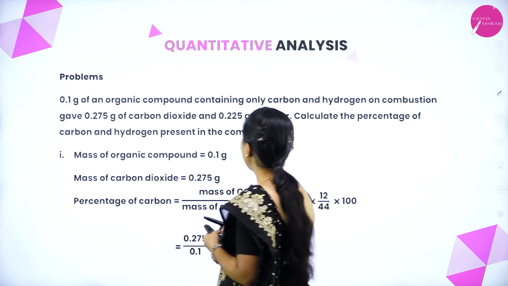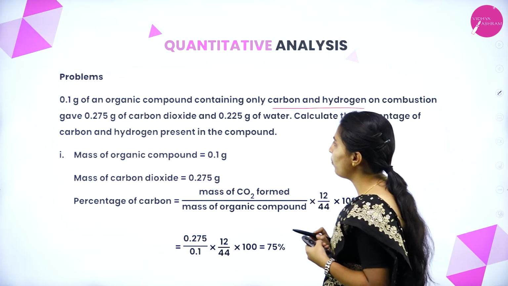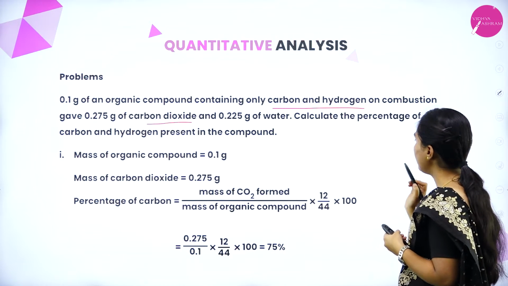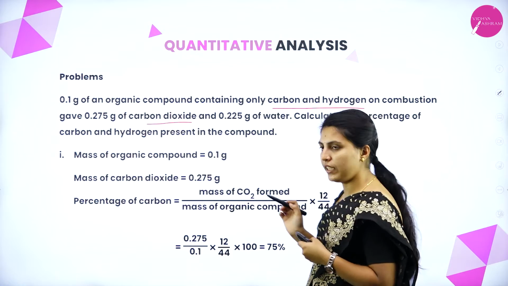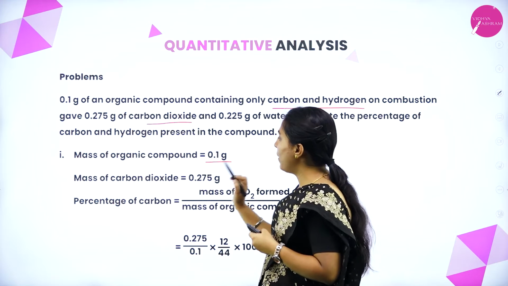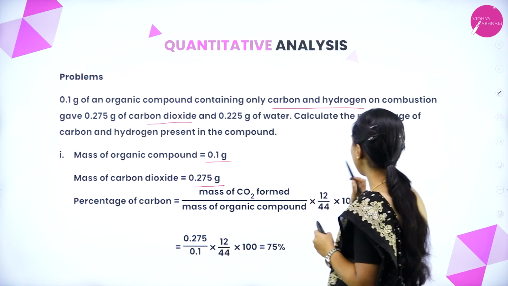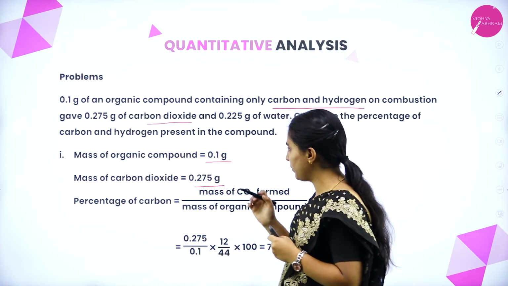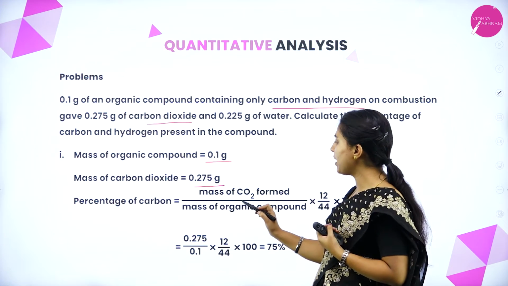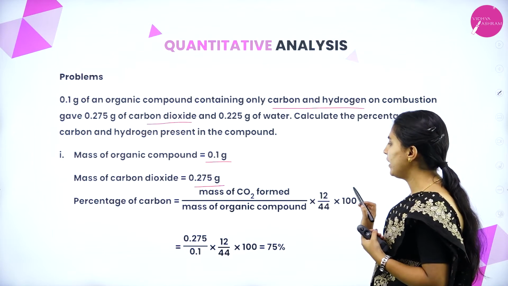0.1 gram of an organic compound containing only carbon and hydrogen on combustion gave 0.275 gram of carbon dioxide and 0.225 gram of water. Calculate the percentage of carbon and hydrogen present in the compound. See, mass of organic compound is 0.1 gram. Mass of carbon dioxide is 0.275 gram. What we have to calculate? The percentage of carbon and hydrogen in the compound. The percentage of carbon, how will we calculate? Mass of carbon dioxide by mass of organic compound into 12 by 44 into 100. This is the standard formula.